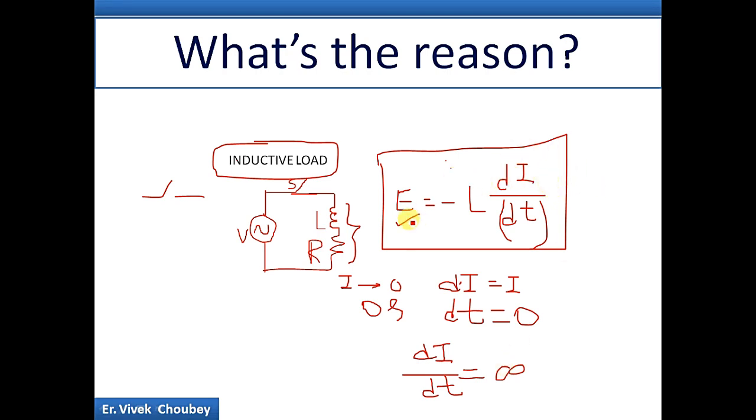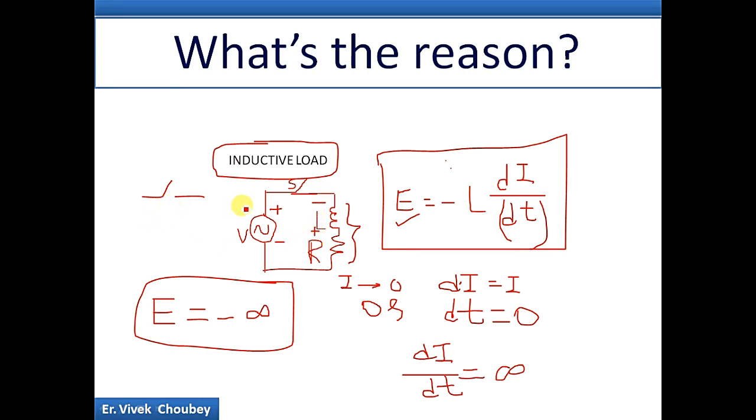So in E = -L di/dt, L multiplied by infinite is infinite, and we have a minus here. So what does it say? When we switch off, the inductor will have a very high voltage. In a practical sense, it will be a few thousand volts as an impulse, with negative polarity. This means if the supply has plus here and minus here at that instant, the inductor will have minus here and plus here.